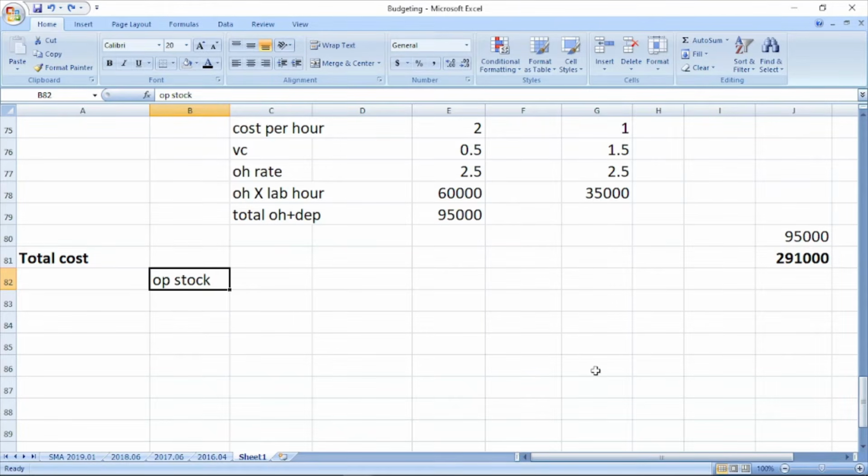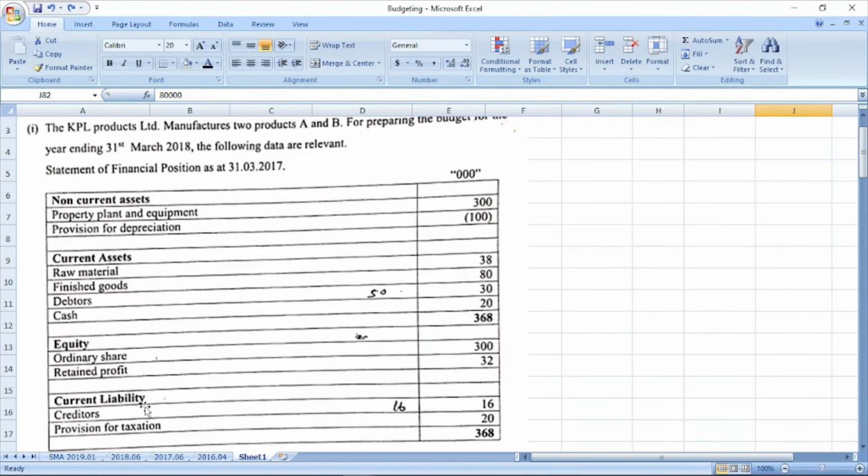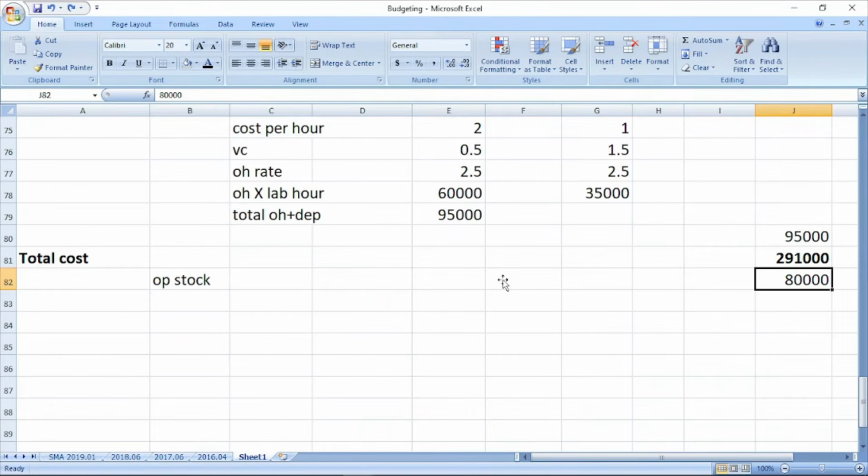Next we need to get the opening stock. The opening stock is 80,000, given in the financial position, finished goods. Next we add the 80,000 to the 291,000 to find the cost of goods available. So now it is 371,000.